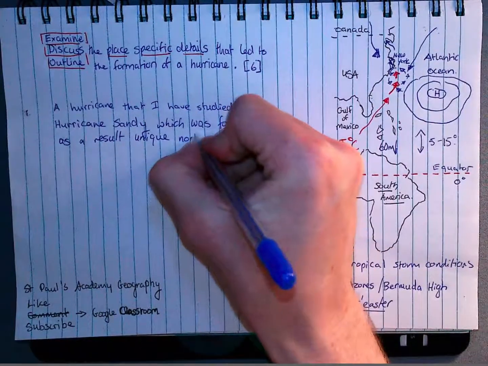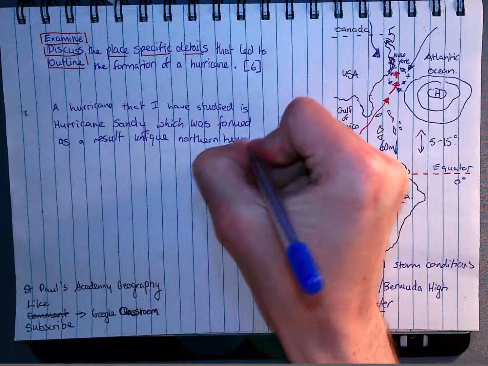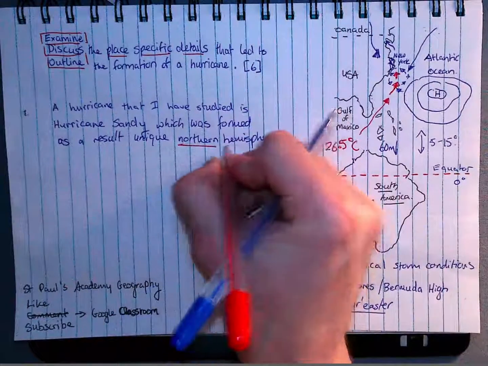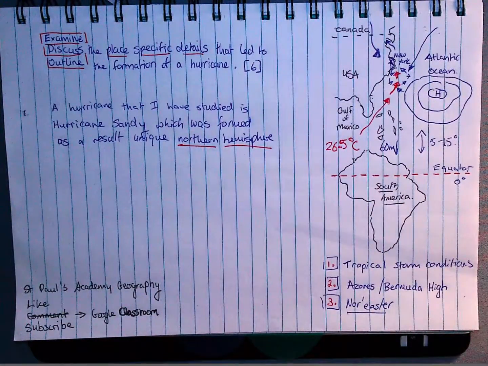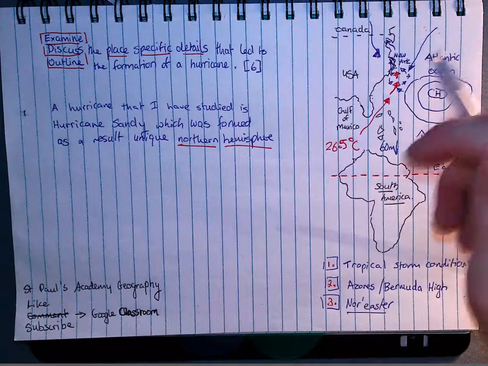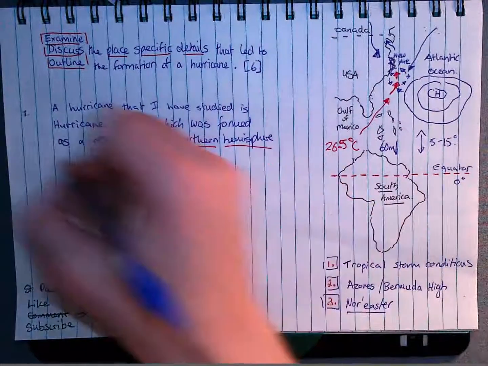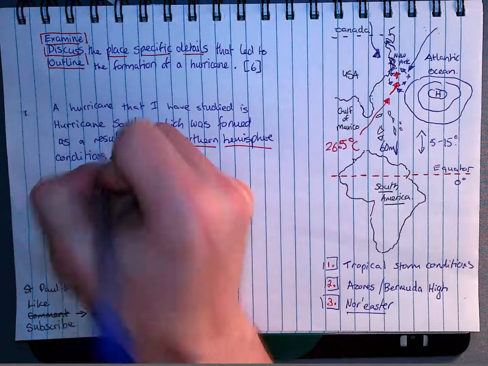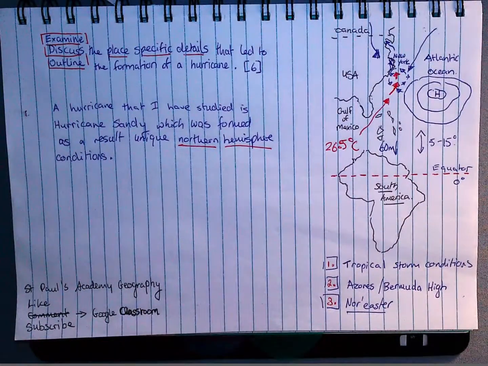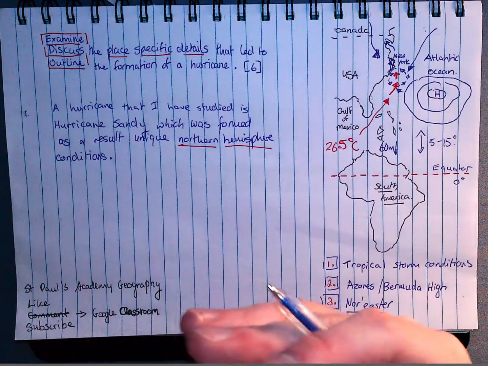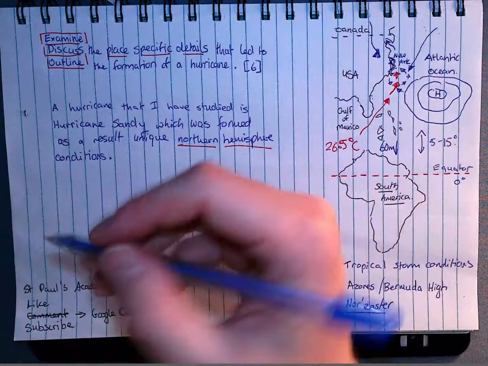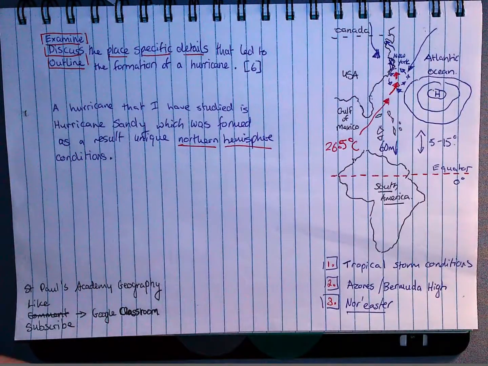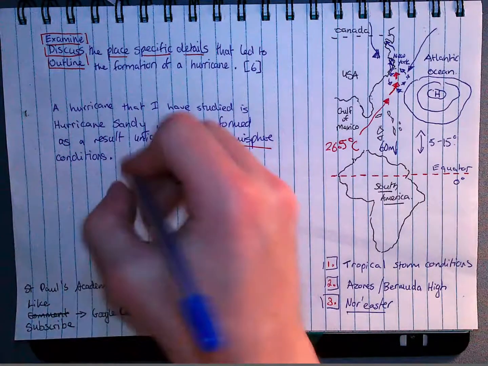And of course, we're already accessing some pretty level 3 ideas here, because we know that it's only happening in this part of the world. So unique northern hemisphere conditions, and you could go on and give your examples there very briefly, or you can go straight into it. It's whichever way you want to do it. You can say when it happened, and we know that Hurricane Sandy happened on the 24th of October.